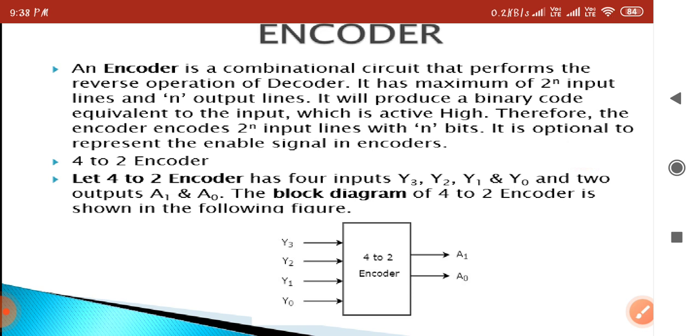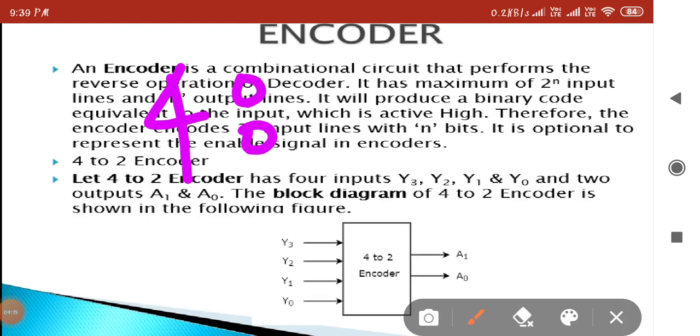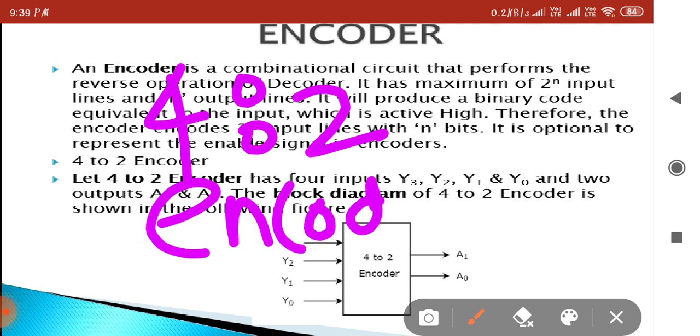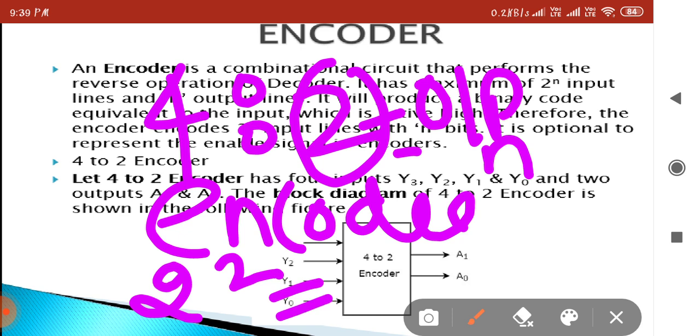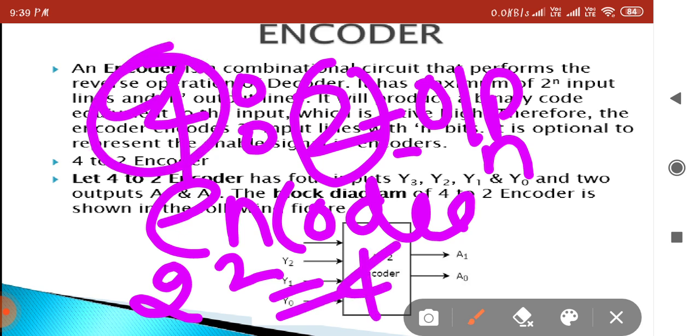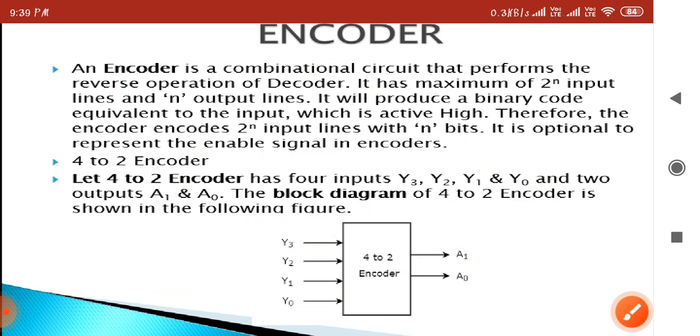4 to 2 encoder. Here 2 is the number of outputs, so n is 2, and 2 raised to 2 is 4, which gives the number of inputs. If in case 3 is the output, what is the input? 8 is the input. Are you getting my point? A 4 to 2 encoder has 4 inputs and 2 outputs.